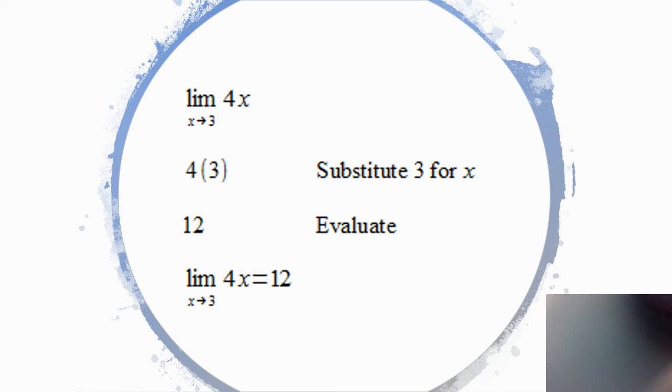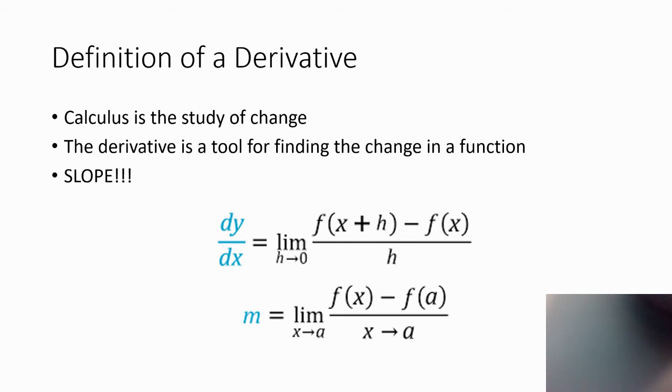Now let's look at how to evaluate limits algebraically. Here it's just the plug and chug method. The input is 3, the output is 12. Very simple. Definition of a derivative.